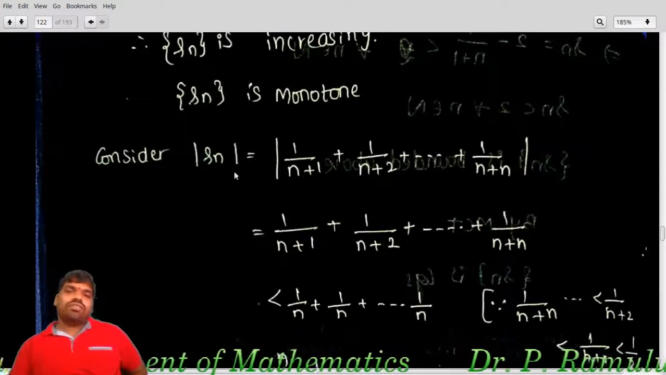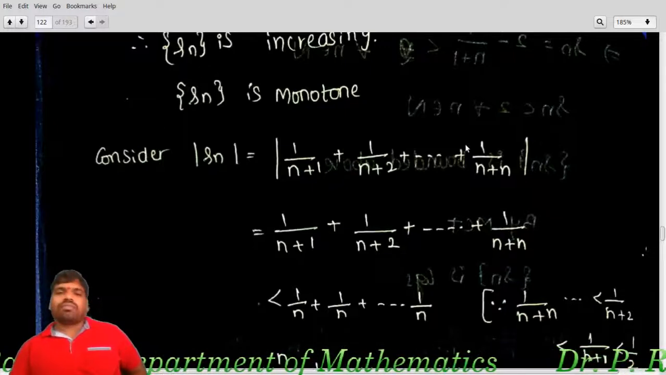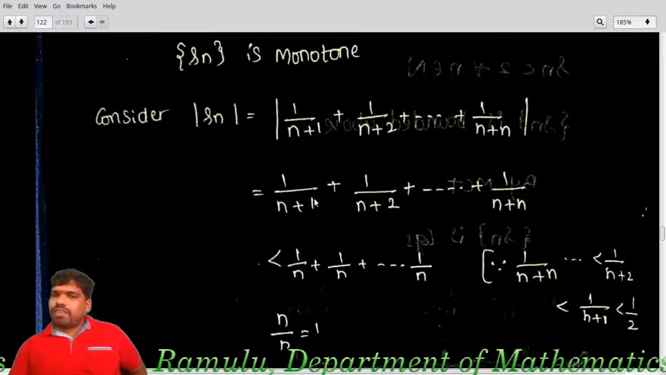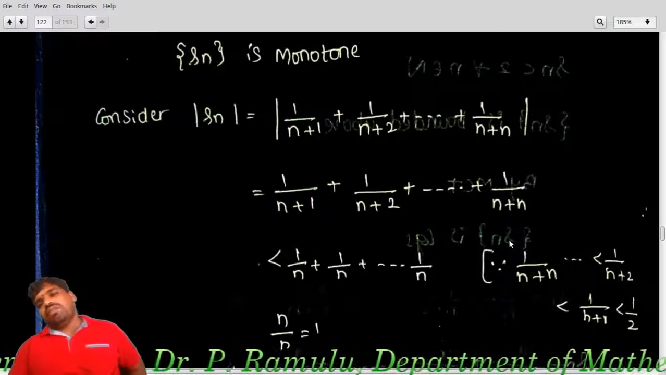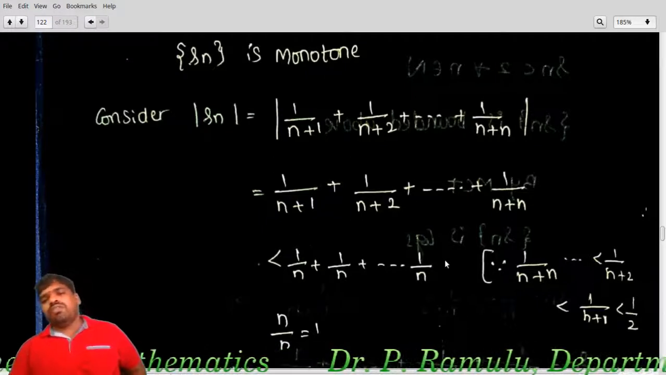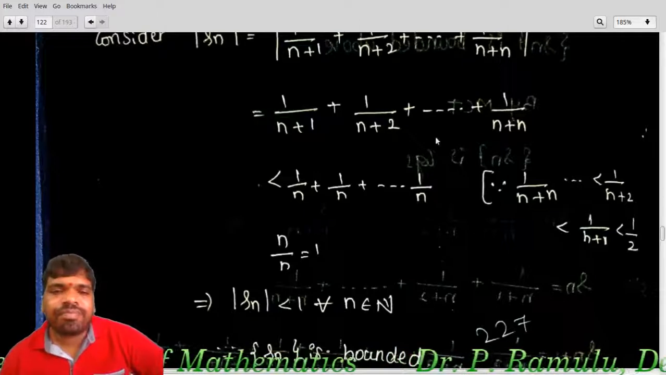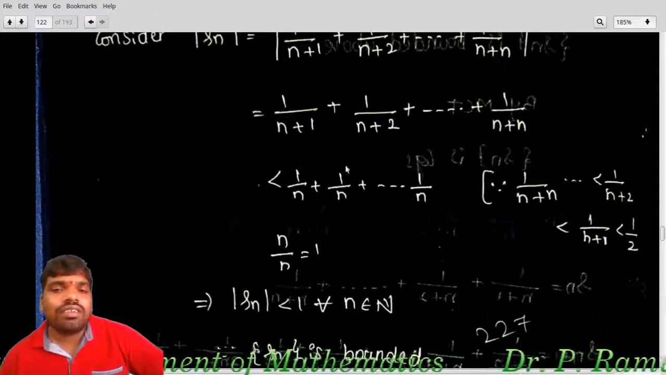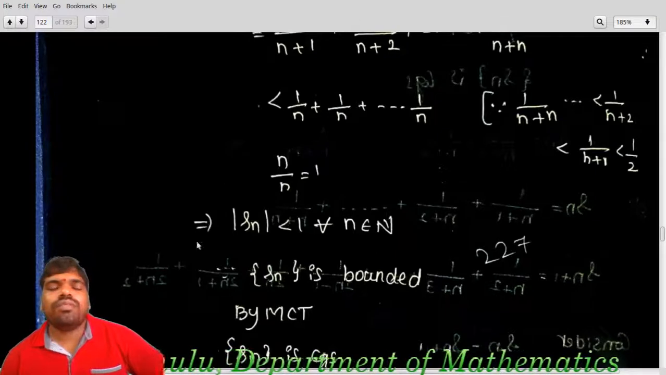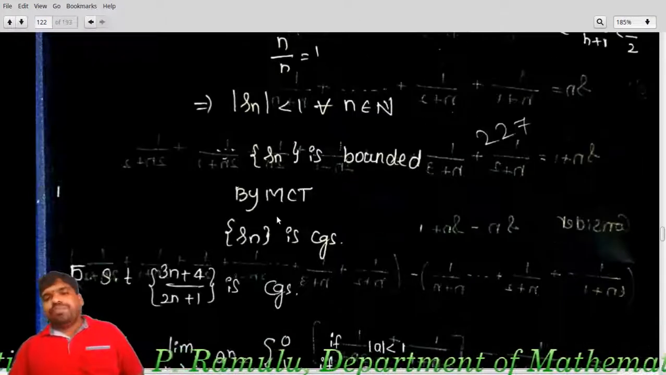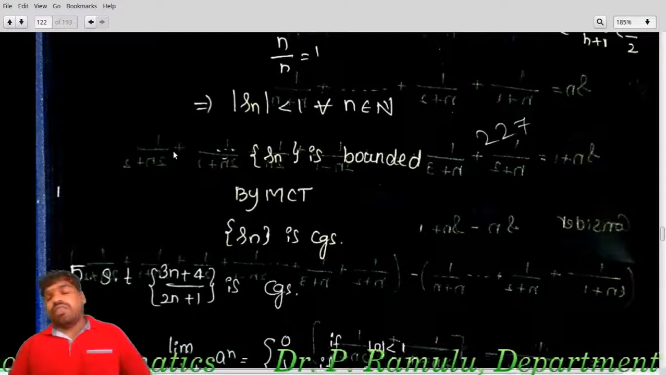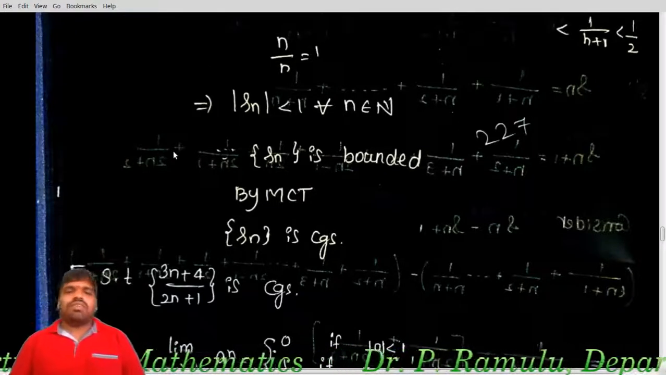Considering mod Sn equals 1 by n plus 1 plus, and so on. So each term, 1 by n plus 1, and so on, is less than 1 by n. Why? Because 1 by n plus 1 is less than 1 by n. So all the sums are less than this. How many terms do we have here? N terms, so n by n equals 1. So mod Sn is less than 1 for all n. Sn is bounded. By MCT, Sn is convergent. Why? Because every bounded monotone sequence is convergent. Sn is bounded and it is monotone, therefore by MCT it is convergent.